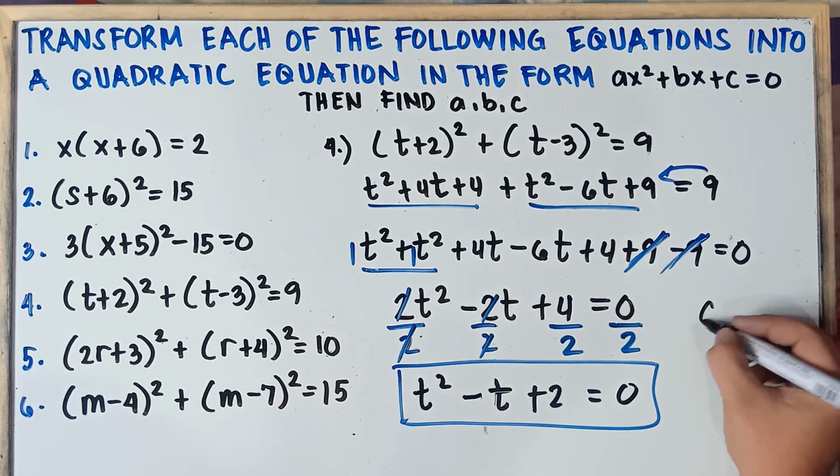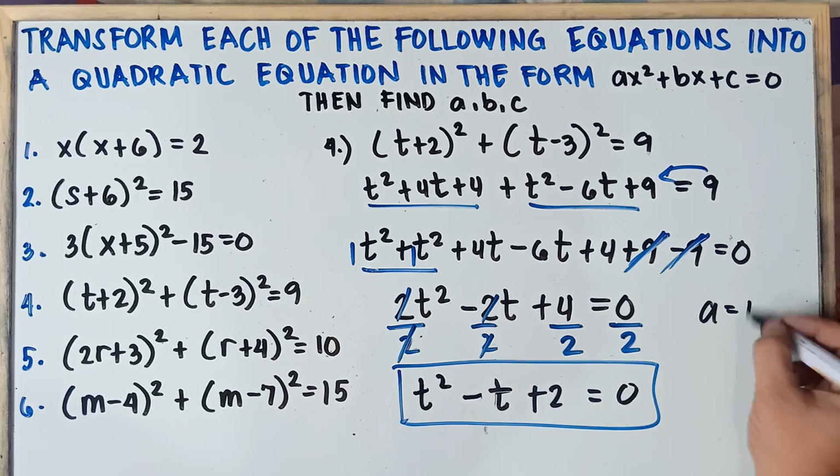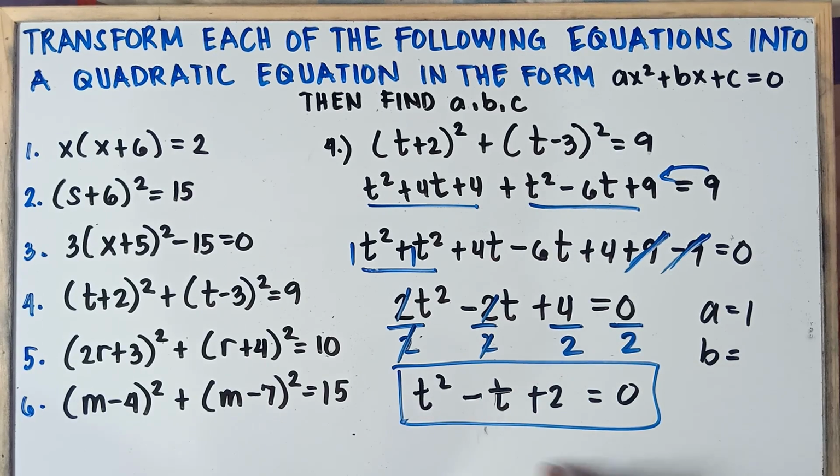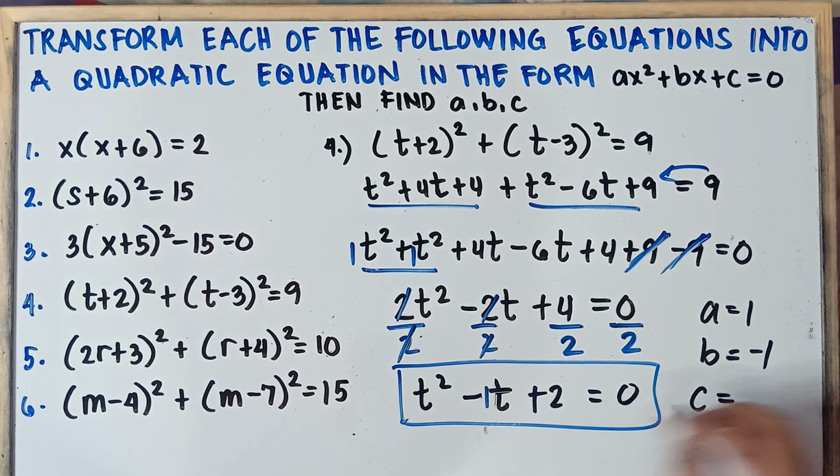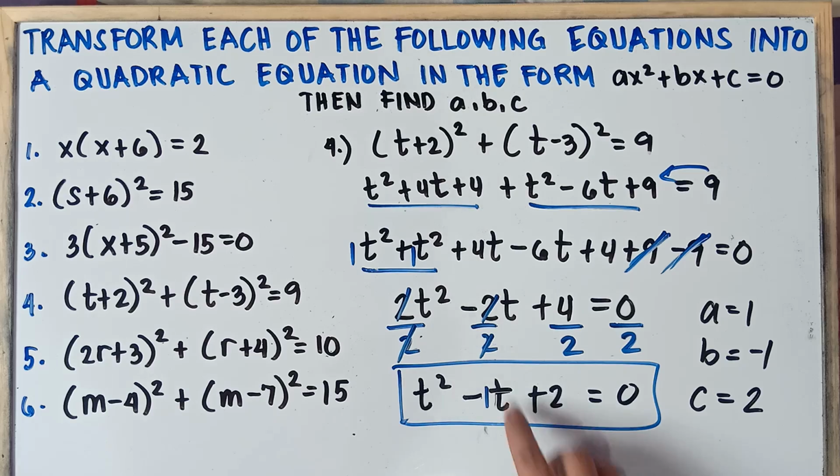So our A, beside t squared, that's 1. Our B, beside t, is negative 1, just understood that there's 1 here. Therefore, our B, beside t, that would be negative 1. And our C, that is the constant, that is 2. That's it, class. All set.